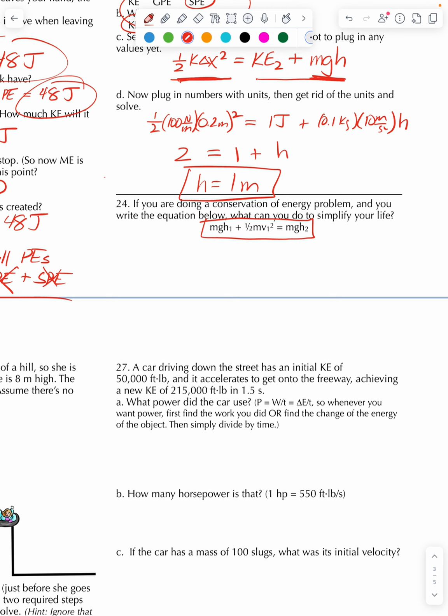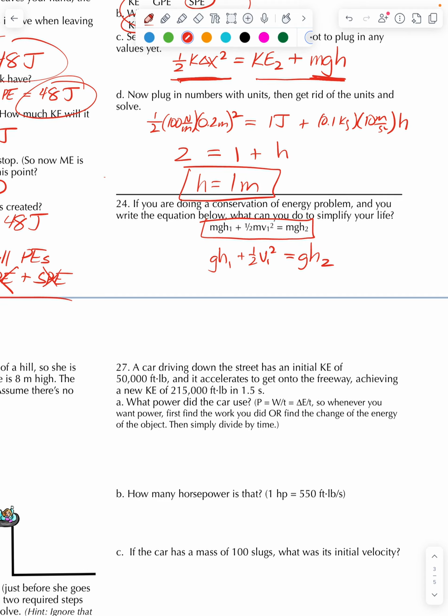But to make it go a little quicker, you see something we could cancel? Yeah, the masses. So if you get something like this, not that you have to, go ahead and plug in the masses, but why not just get rid of all the m's, and you can get gh1 plus 1/2 v1 squared equals gh2. That's not 2, that's squared, 2. And then you just plug in things. It's a little bit quicker.